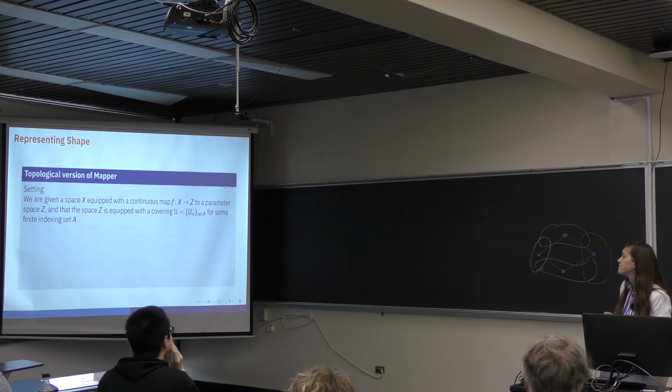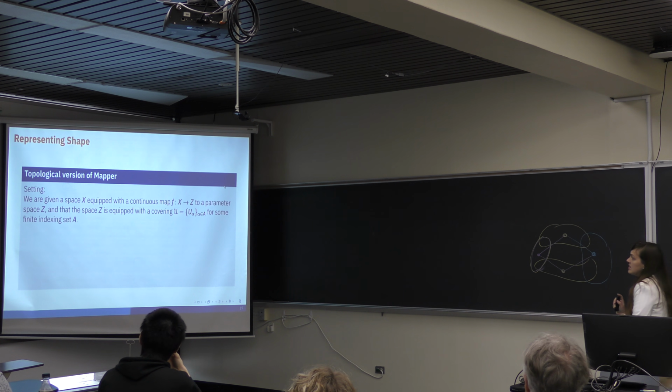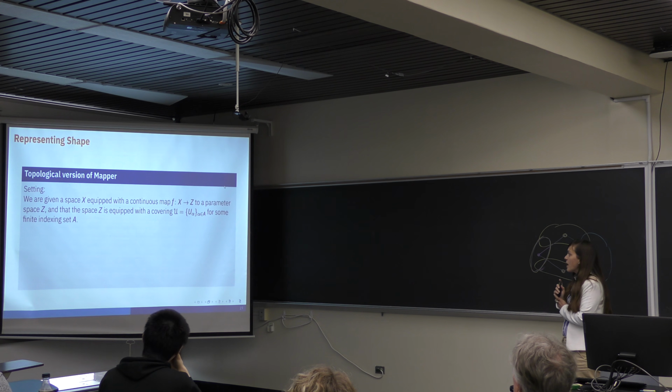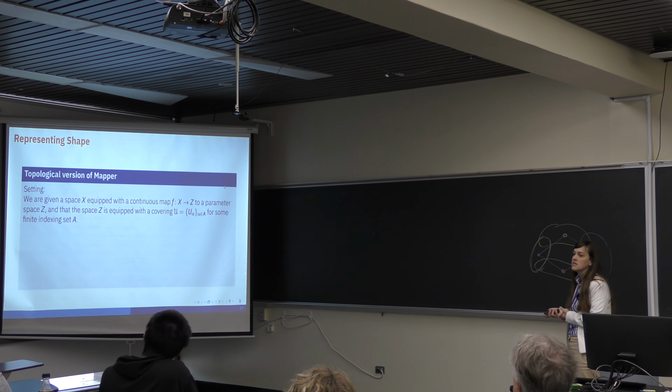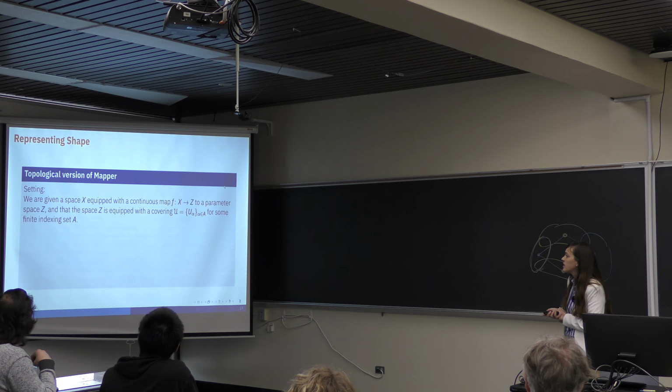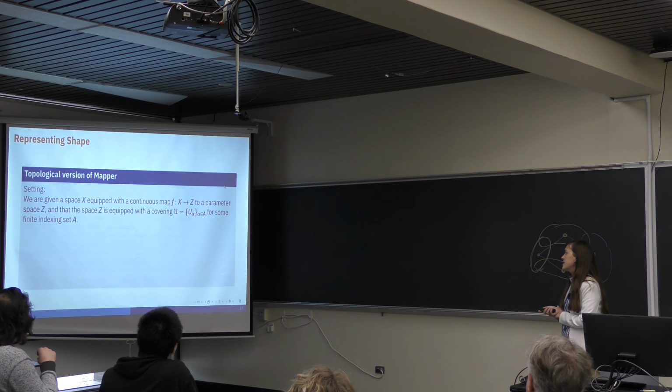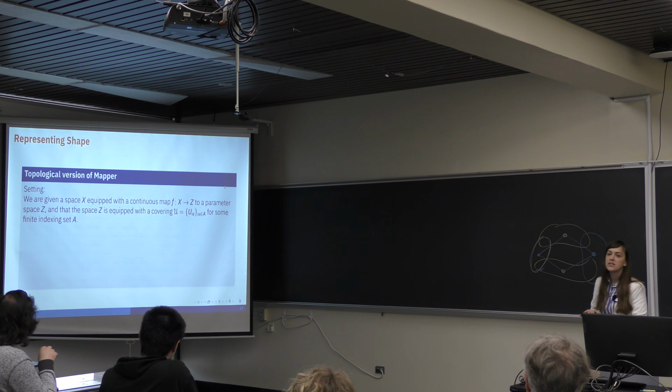And then the topological version of Mapper, here for topological spaces X and Z, is the following. We start with a topological space X equipped with a continuous map F to some parameter space Z. This parameter space will be most of the time the real numbers. And then what we do is we equip this space Z with a covering for some finite index set.